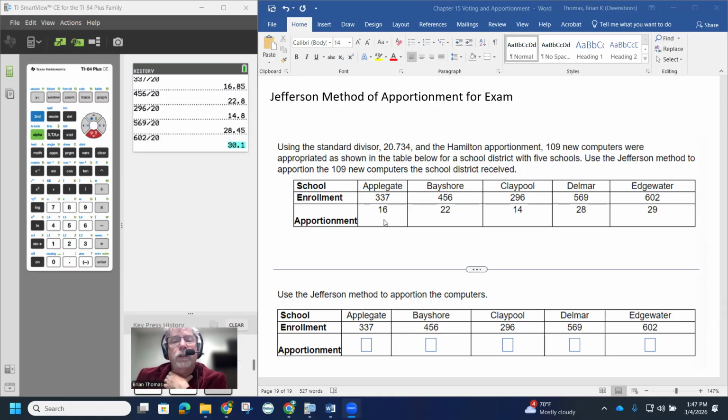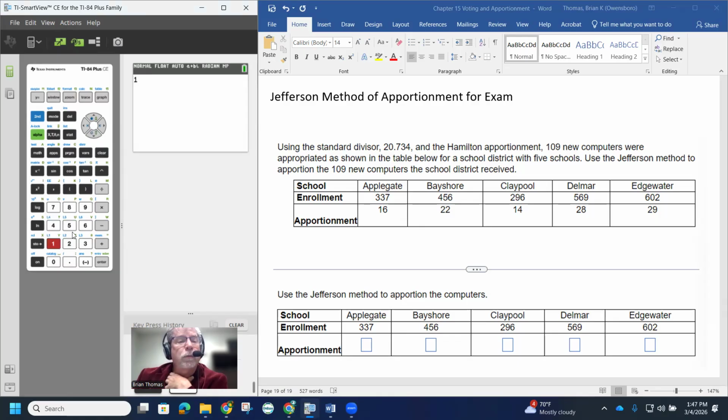But right now, let's just look at the Hamiltons. Do these numbers really add up to 109? So let me clear my calculator off and we'll add these together. They're saying 16 computers go to Applegate. Bayshore got 22. Claypool got 14. Delmar got 28. And Edgewater got 29. So does that add up to 109? Well, yeah, it does add up to 109.